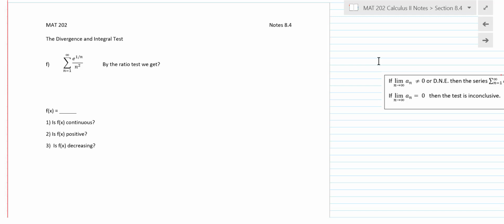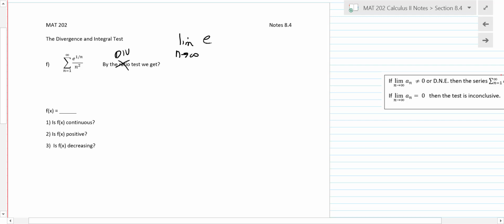All right, so let's see. Let's do the divergence test again on this. So let's do the limit, like the limit of the sequence. We're going to do the limit as n goes to infinity of e to the 1 over n squared, like that.